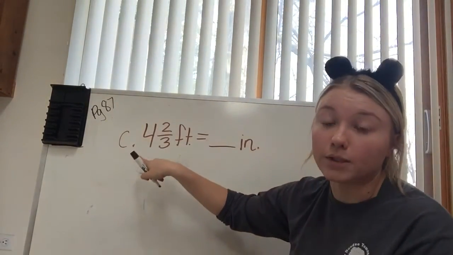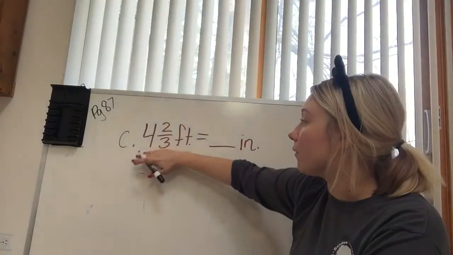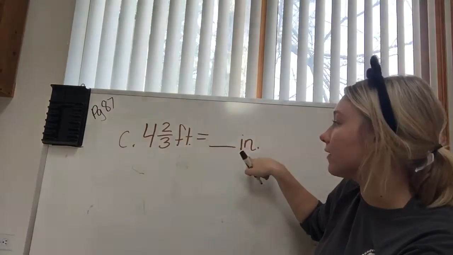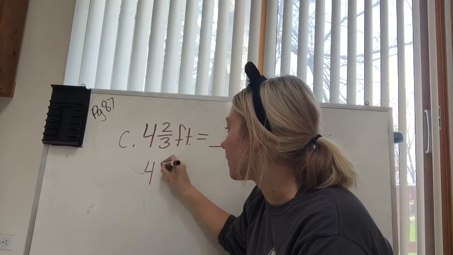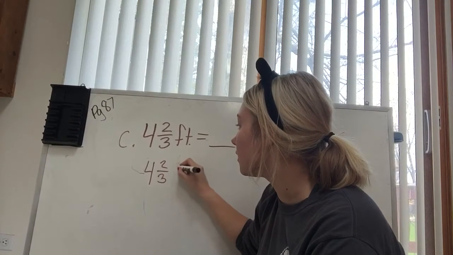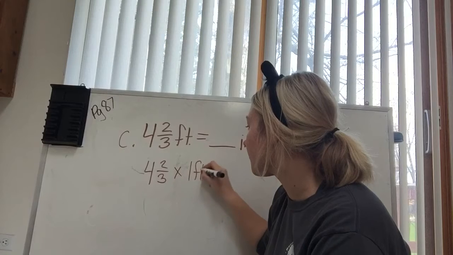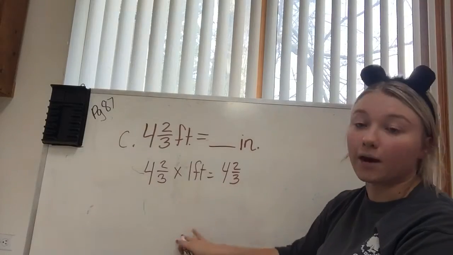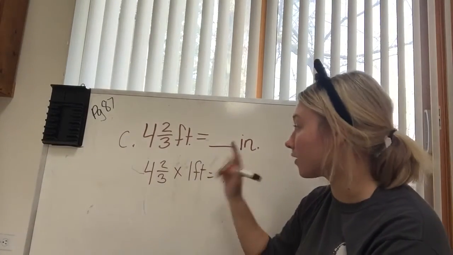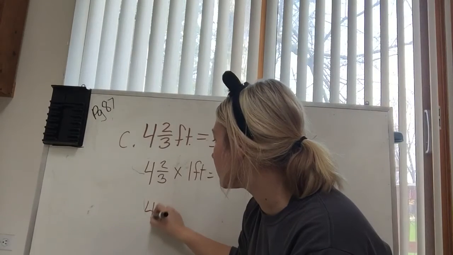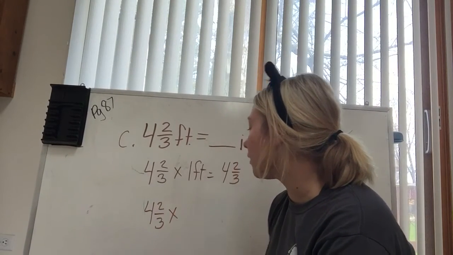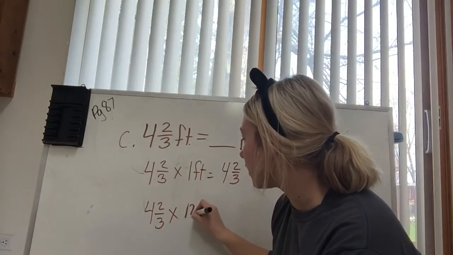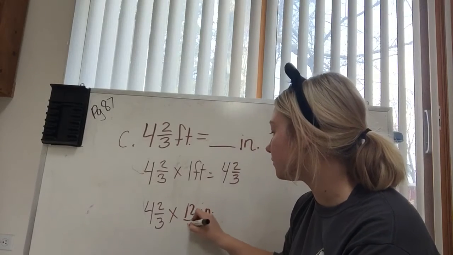So the first thing we want to do is split this number. We want to take the number away from its label, from its unit, so we can give it a new unit. So that's what they're doing when they're doing 4 2/3 times 1 foot is equal to 4 2/3. Now that we got rid of the label of the feet, we're going to take 4 2/3 and multiply it by how many inches? 12 inches, or 12 over 1, we can say.